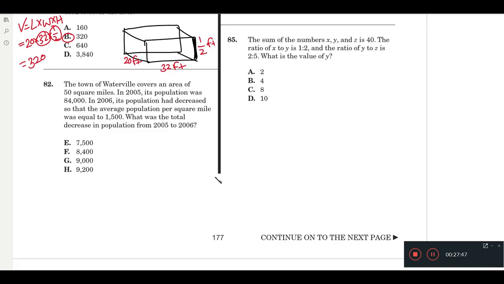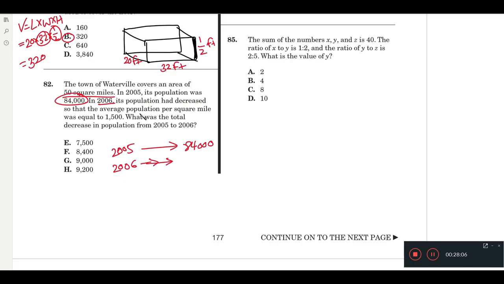All right, so let's do one line at a time. The town covers an area of 50 square miles. In 2005, its population was 84,000. In 2006, its population decreased. Probably they left or something.